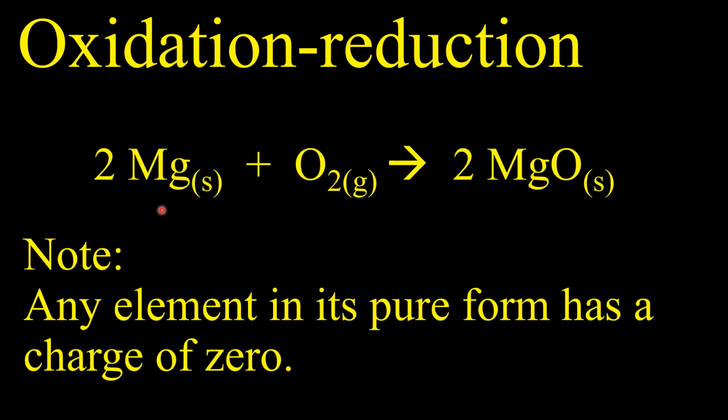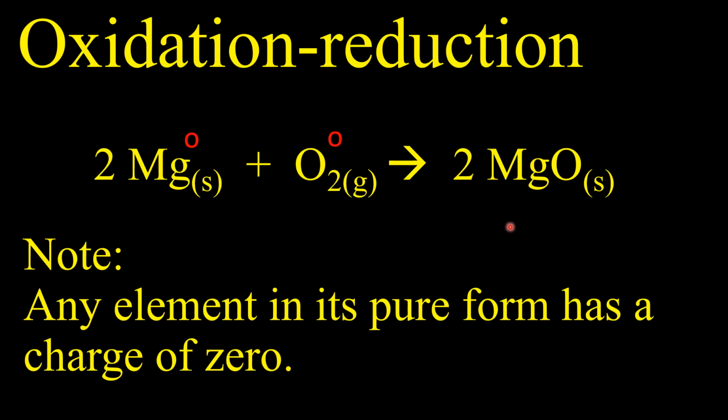Now here's an example of oxidation reduction. We've got the magnesium, which is in its pure elemental form. Here's a note to note. Any element in its pure form has a charge of 0. So this is pure solid metal magnesium. It should have a charge of 0. Here's pure gaseous oxygen, O2, and it should have a charge of 0. So both of those have charges of 0, or oxidation states of 0 is the more technical term.